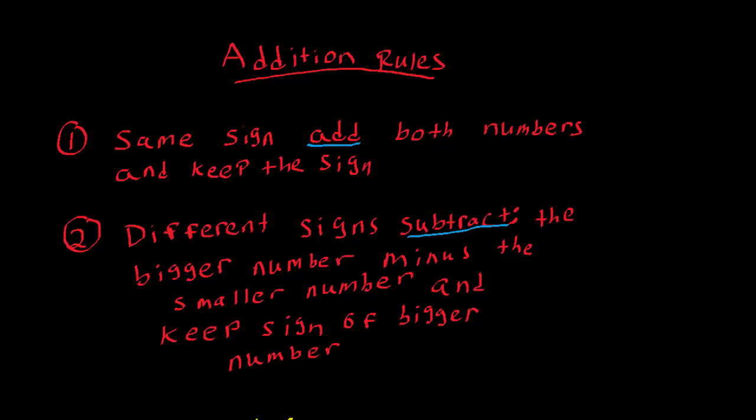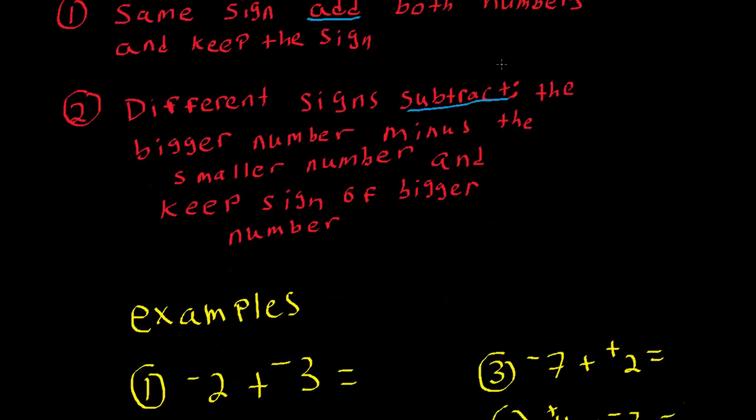Alright, lesson 1, operations with integers. So I'm going to begin with the first operation, which is addition. The addition rules are, if they're the same sign, you add both numbers and you keep the sign. Now if they're different signs, what you do is you subtract the bigger number minus the smaller number and keep the sign of the bigger number. And I've laid out some examples already down here.